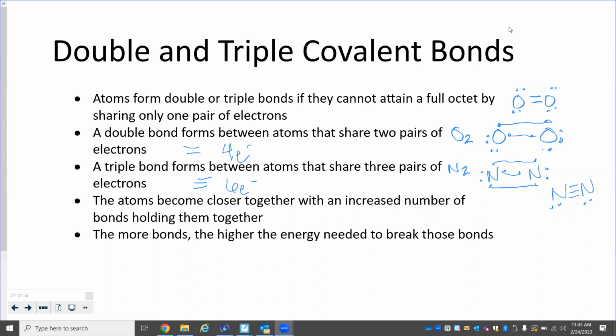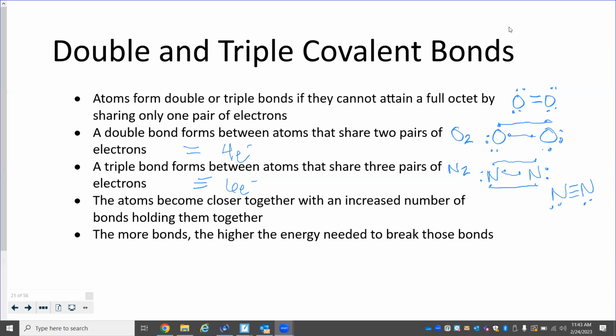So all of our diatomic molecules are held together with covalent bonds. Like we said, hydrogen and the halogens are single bonded. Oxygen has to be double bonded. Nitrogen has to be triple bonded. And the atoms become closer together with an increased number of bonds holding them together. Single bonds are rather long in comparison to the other ones. When a double bond is formed, it cuts that space in half essentially, and the atoms are now closer together. When there's a triple bond, it pulls those atoms even closer together.